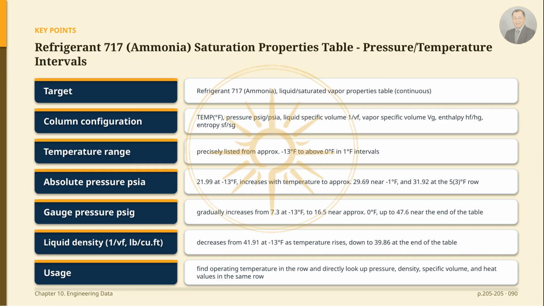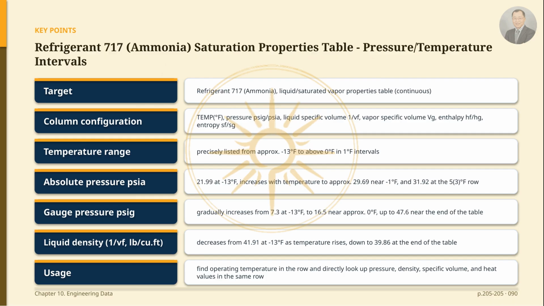allowing for detailed lookups. Looking at the absolute pressure, it is 21.99 psia at -13 degrees Fahrenheit, and increases as the temperature rises, reaching approximately 29.69 near -1 degree Fahrenheit, and up to 31.92 in the 5 degrees Fahrenheit row. The gauge pressure starts at 7.3 psig at -13 degrees Fahrenheit, reaches 16.5 near 0 degrees Fahrenheit, and gradually rises to 47.6 at the end of this section.